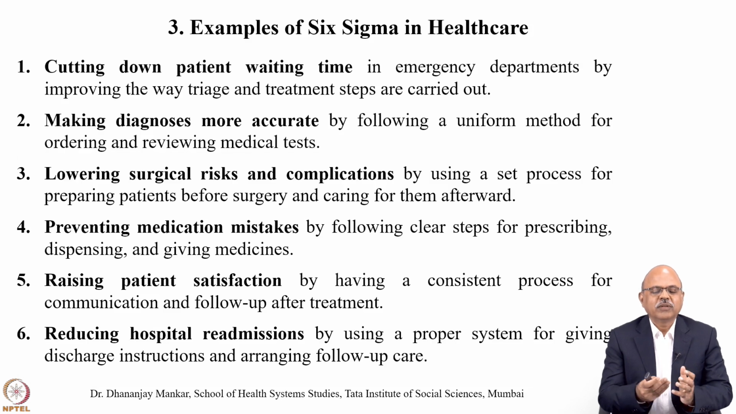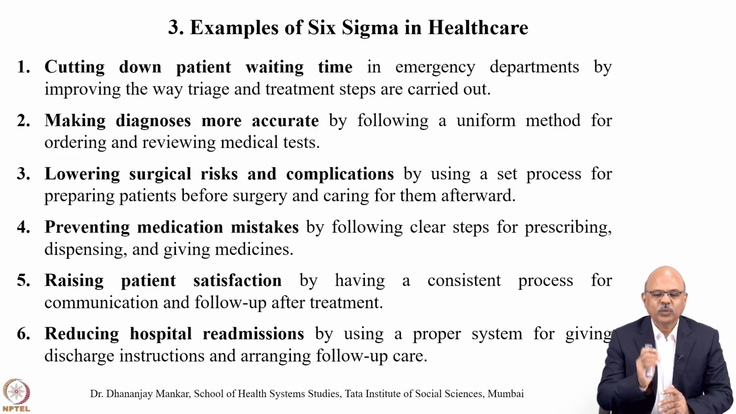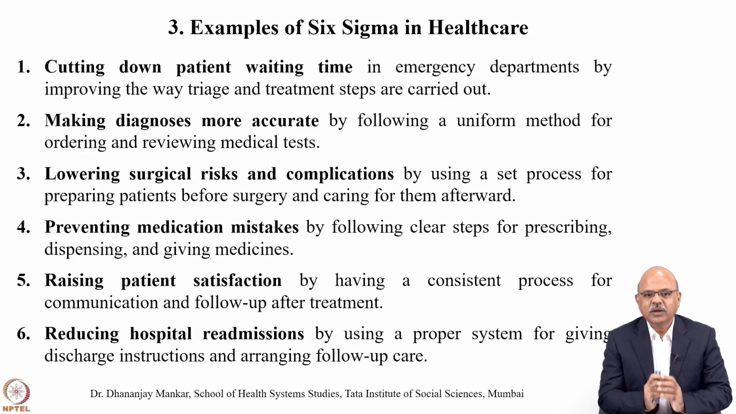So, we can see now the examples of Six Sigma in healthcare. Cutting down patient waiting time in the emergency department. It is very important to see how the emergency department works and the importance of the waiting time there. You can understand how important it is to improve the way triage is done and the treatment steps that are carried out, and the processes of the next level, where it can be towards the IPD or even the ICU, or sometimes you may even see that the patients can be relieved.